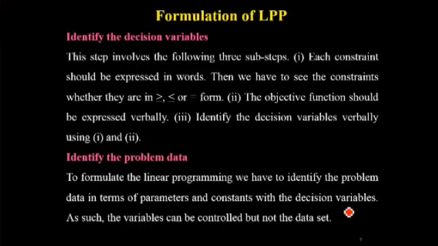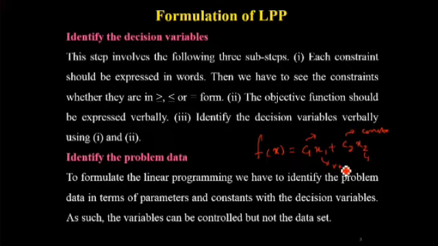Means if we have, I'll write, f of x equal to c1 x1 plus c2 x2. So this is the objective function. In this objective function, you see this c1 and c2 are constants. So these constants will not vary. Means these are the data that will not vary. Which one will vary? x1, x2. So these are the variables.